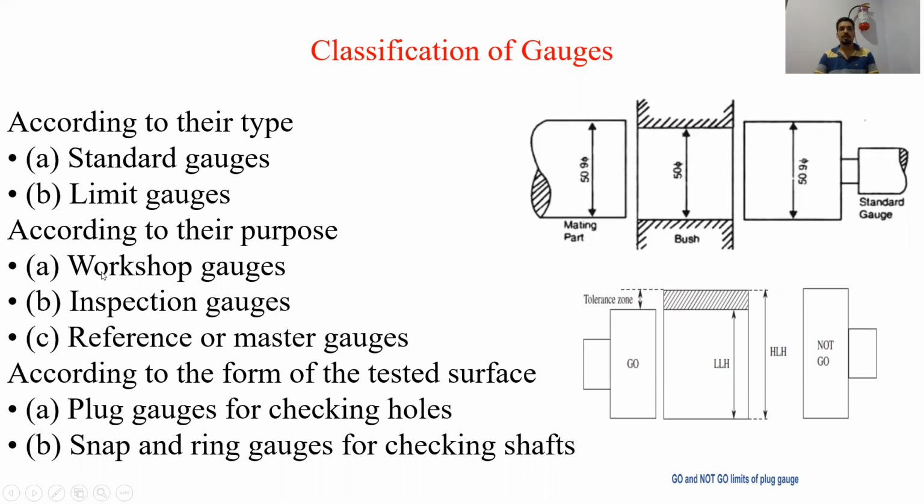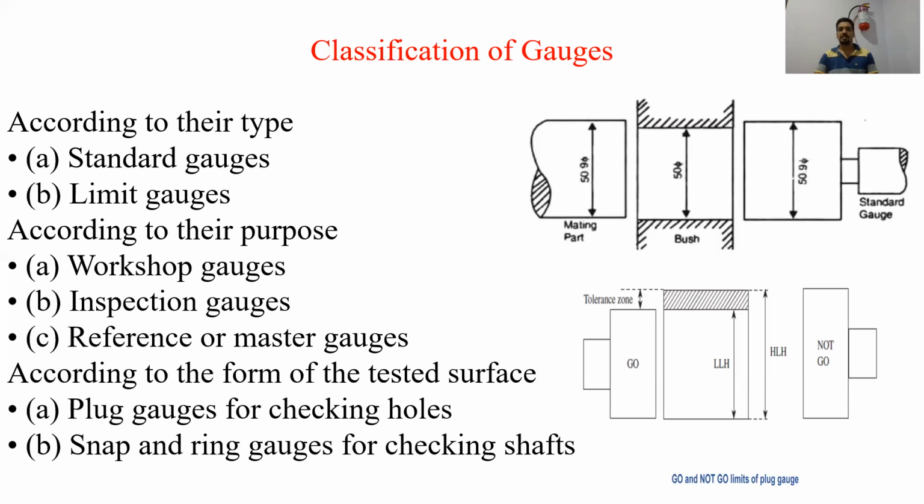Next is classification according to purpose. There are three types of gauges according to the purpose. The first is the workshop gauge, the second is the inspection gauge, and the third is the reference or master gauge. Workshop gauges are used by the worker on the shop floor during the manufacturing process. Inspection gauges are used to check the component during the inspection of the product. And what is a reference gauge or master gauge? A master gauge or reference gauge is used to check the accuracy of the workshop gauge and the inspection gauge.